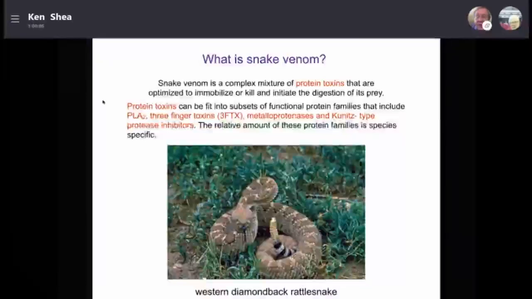Protein toxins, as I indicated, can be fit into broad subsets of functional protein families, including PLA2. That's an enzyme that breaks down cell walls and membranes. Three-finger toxins, which are cardiotoxins and also neurotoxins and cytotoxins. Metalloproteinases, those digest proteins. Protein inhibitors. The relative amount of these protein families is species specific. This western diamondback is something that I can sometimes find around my home in Southern California.